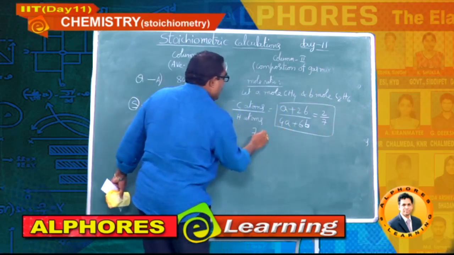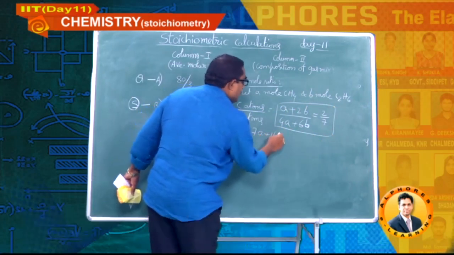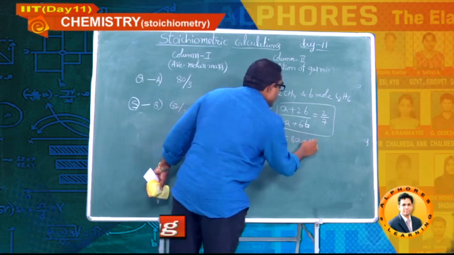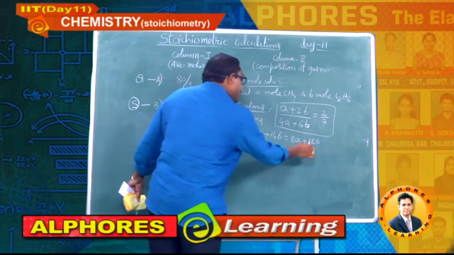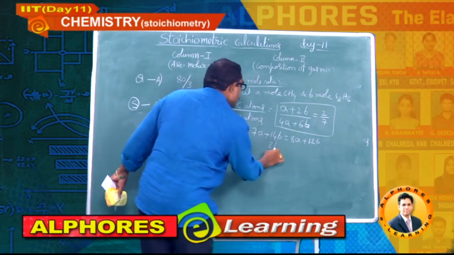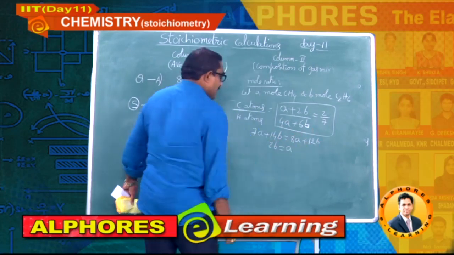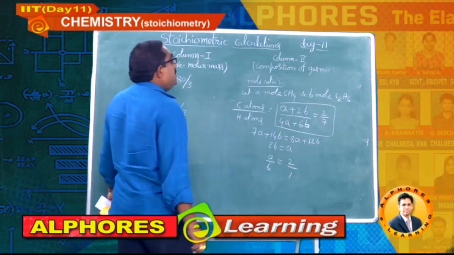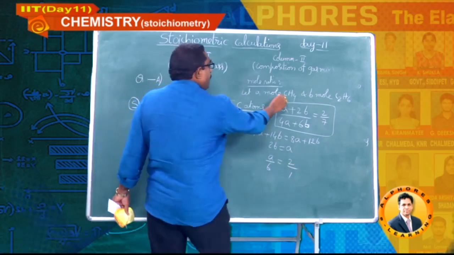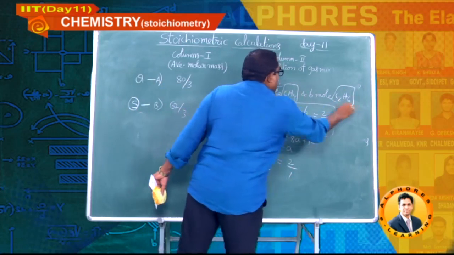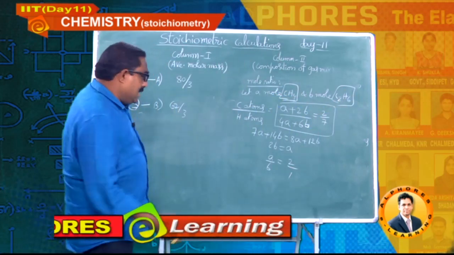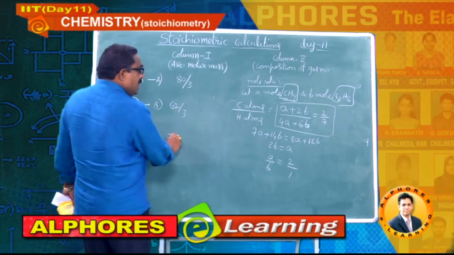I am doing now. 7A plus 14B is equal to 8A plus 12B. If you take B to the side, 2B, that is A. So A by B is equal to 2/1. So mole ratio of methane and ethane is 2:1. We got now. Now let us do the average molar mass.